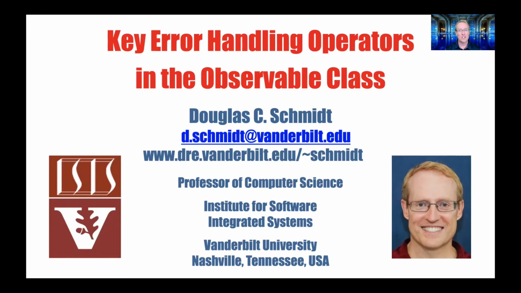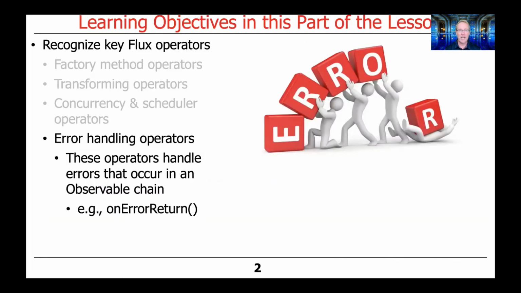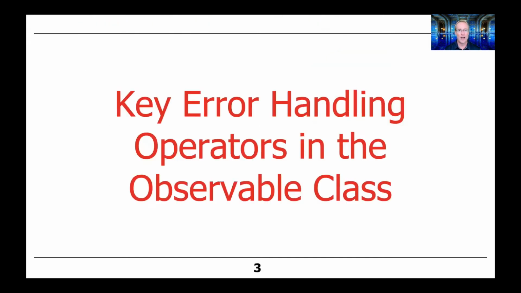We're now going to turn our attention to a key error handling operator that's defined in RxJava's Observable class. In general, these error handling operators handle errors, typically exceptions, that occur in the context of a chain of operators that are related to an observable. We'll be talking here about the onErrorReturn operator.